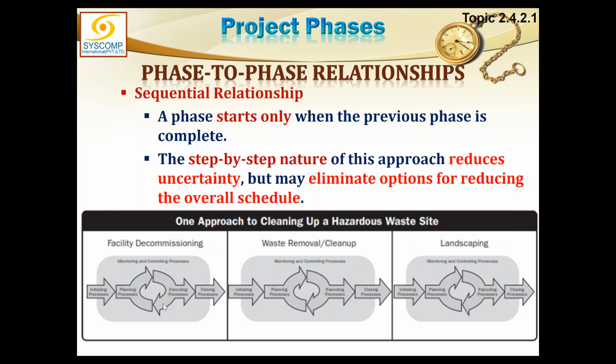You can see here, it is shown that there are 3 sequential phases, and every phase is going through the 5 process groups: initiation, planning, execution, monitoring and control, and closing, delivering its deliverable at the end. That deliverable is handed over to the next phase. Proper approval is carried out. The next phase starts, is initiated, and the same cycle follows, closing, then the next phase. So in a sequential relationship, one phase must finish before the next phase can start. So this is simple.